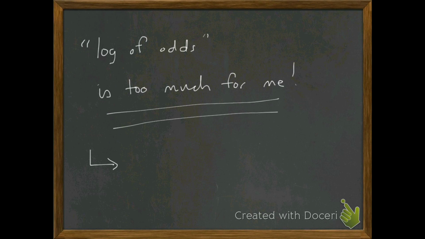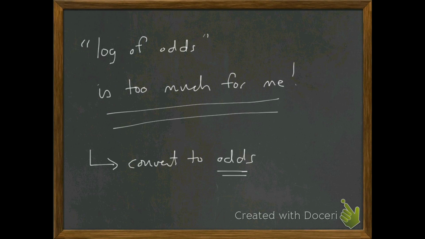We need to convert this to odds, right? Now, odds are okay. The odds of getting a red ball versus a blue ball were 5 to 10, or 0.5. The odds of getting a blue ball versus a red ball were 10 to 5. So it was twice as likely, the odds were double, of getting a blue as a red. I mean, that's cool, right?